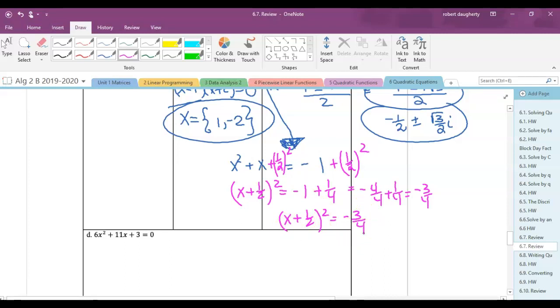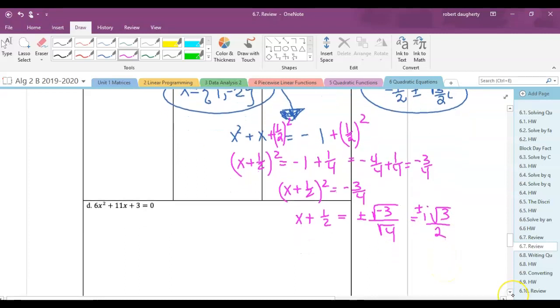Taking the square root of both sides, I get x plus 1/2 equals plus or minus the square root of negative 3 over the square root of 4. This is the square root of 3 i over 2. So my final answer here would be x equals negative 1/2 plus or minus square root of 3 over 2 times i. And that's the same answer I saw a moment ago. So either way to complete that one. Okay.